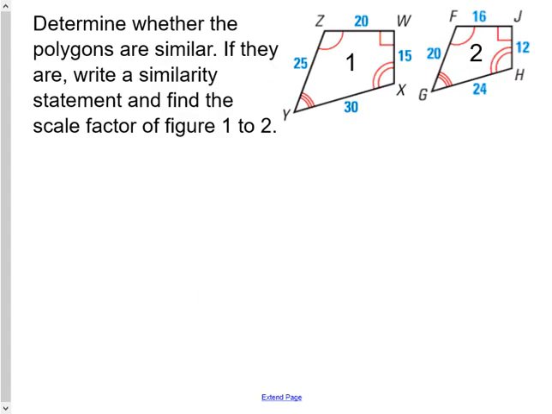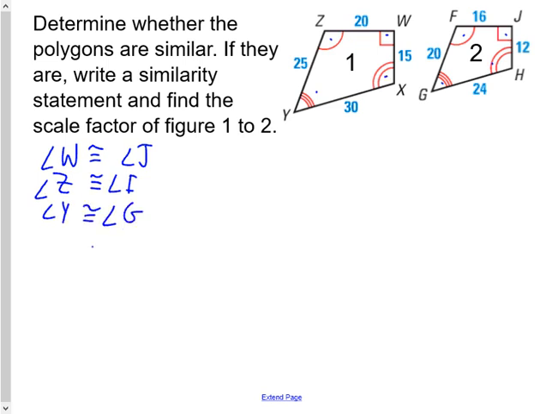Determine whether the polygons are similar, and if they are, write a similarity statement, and find the scale factor. If they weren't, we'd be done. So again, double check your angles are equal, right? So I'm going to start with W. W is a right angle equal to angle J. Next, so these two are congruent. Next, we'll go to the congruent mark 1. So Z and F are congruent. Y and G are congruent. And X and H are congruent.